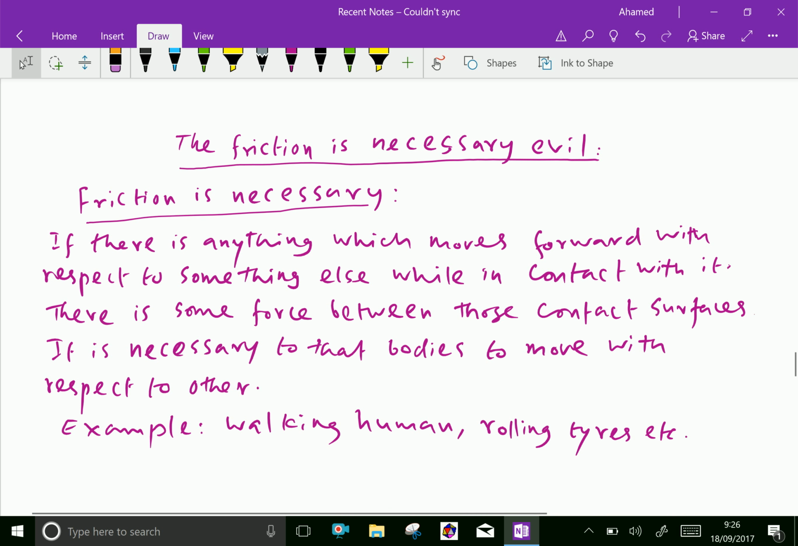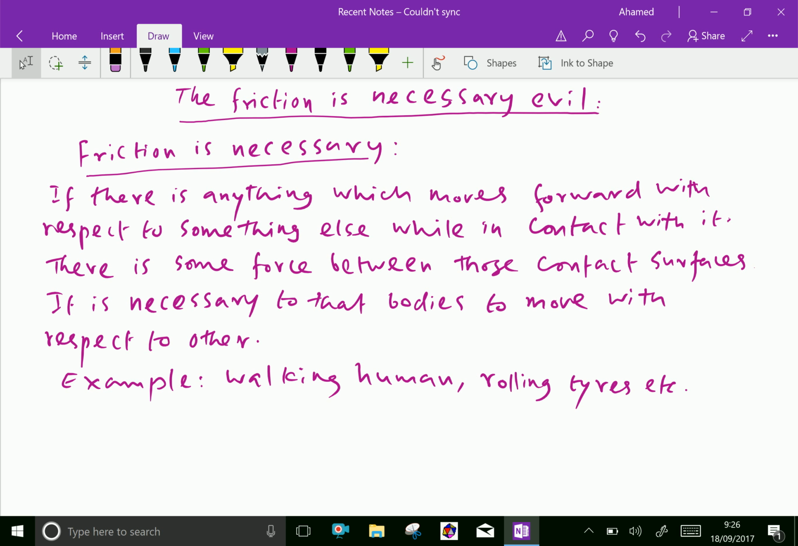Now, one more topic we can talk about. Friction is a necessary evil. Friction is necessary. If there is anything which moves forward with respect to something else while in contact with it, there is some force between those contact surfaces. It is necessary for bodies to move with respect to each other. Examples: a walking human, rolling tires, etc.